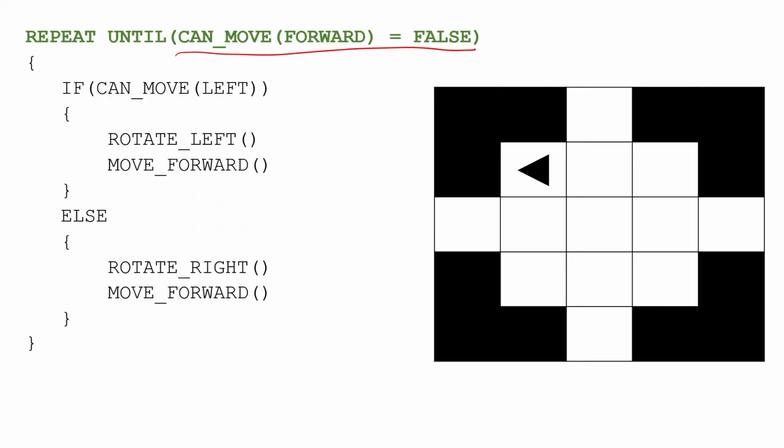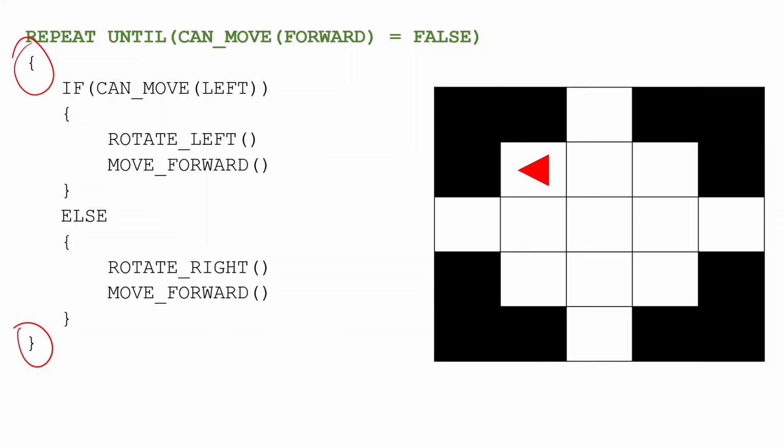And I go back and check this condition. Can move forward, does it equal false? Yes, it does. And because this is false, I'm done. The loop ends because everything was inside of that repeat until. So now can move forward is false.